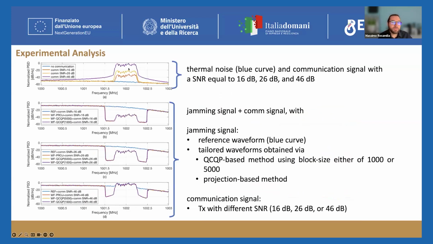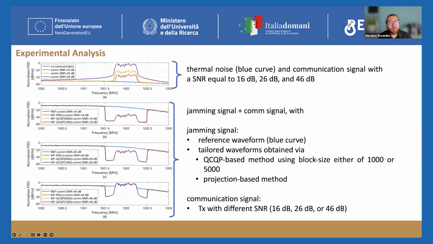Okay, so in this first figure on top, we reported the PSD of the thermal noise, which is this blue curve, as well as the PSD of the communication signal transmitted with an SNR of 16, 26, or 46 decibel. The other figures instead report the normalized PSD of the jamming signal plus the communication signal. And for the jamming signal, we transmitted either the reference waveform, which is this blue curve, or one of the waveforms synthesized via the QCQP-based approach or the projection-based method.